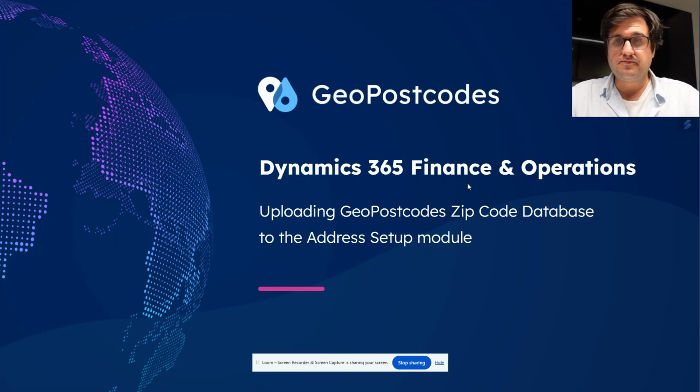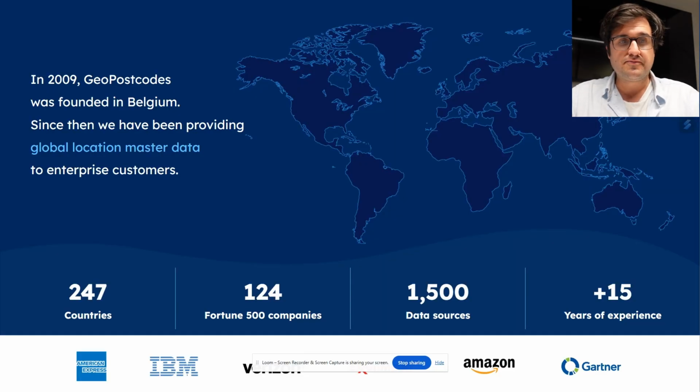A quick introduction about who GeoPostcodes is. GeoPostcodes produces and maintains the most accurate global database of location data. That database includes, of course, postcodes, but also streets, cities, regions, states, provinces, airports, geo-coordinates, anything that is relevant for location data across the world.